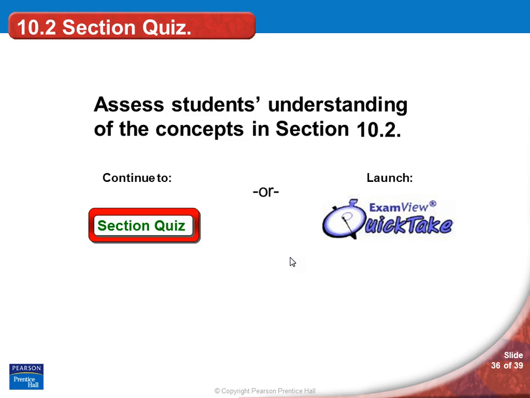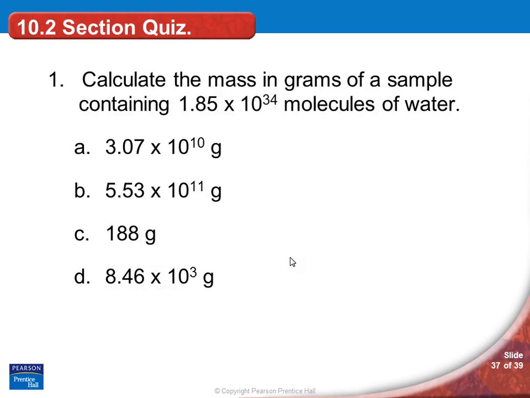So, no calculators. Calculate the mass in grams of a sample containing that many molecules of water. So, we're starting at molecules. We're going to mass. Go for it. Grab a piece of paper.